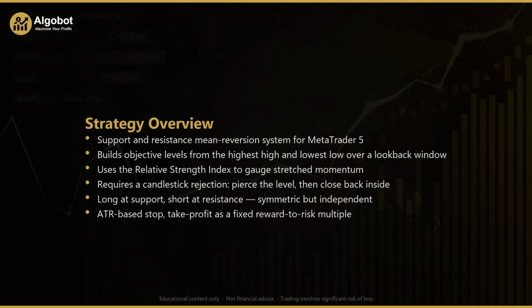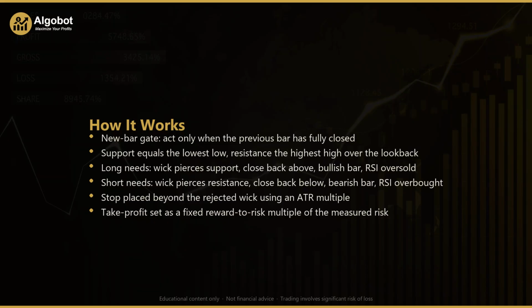This kind of approach tends to suit traders who are drawn to range conditions and reversal-style setups, and who prefer a clearly defined, rules-based framework with fixed risk on every position. It's patient by design, taking only one position at a time per magic number. Remember, mean reversion strategies can and do experience losing trades, especially when a level eventually breaks. So this is presented purely as an educational study of the logic. Let's walk through the mechanics step by step.